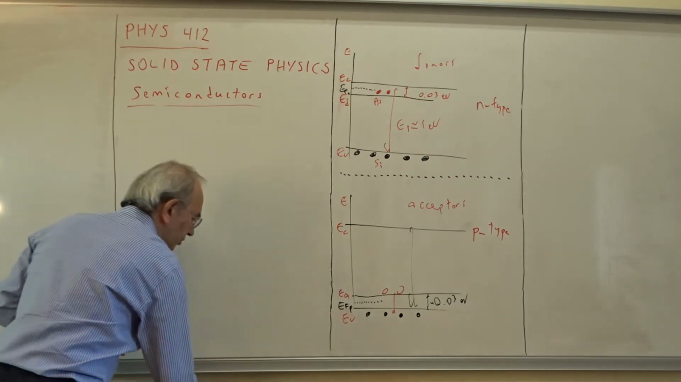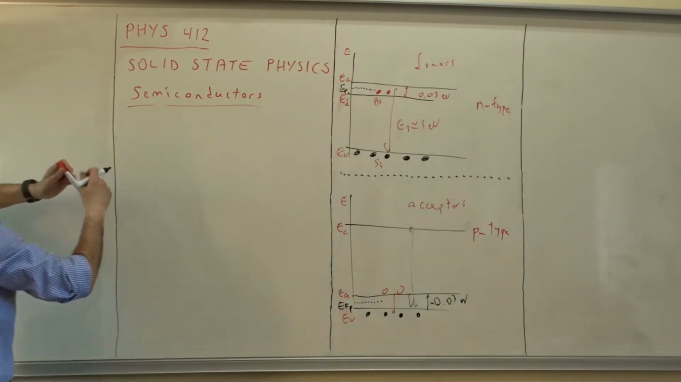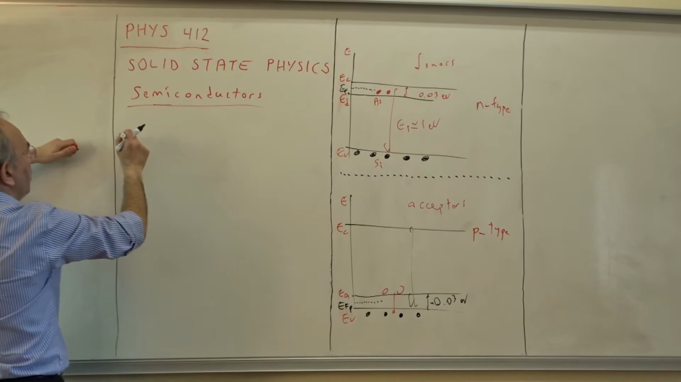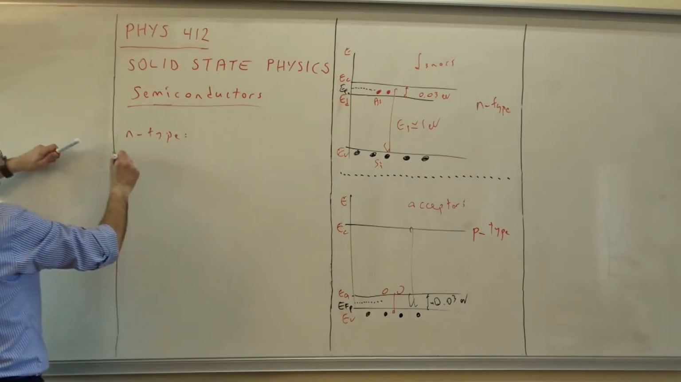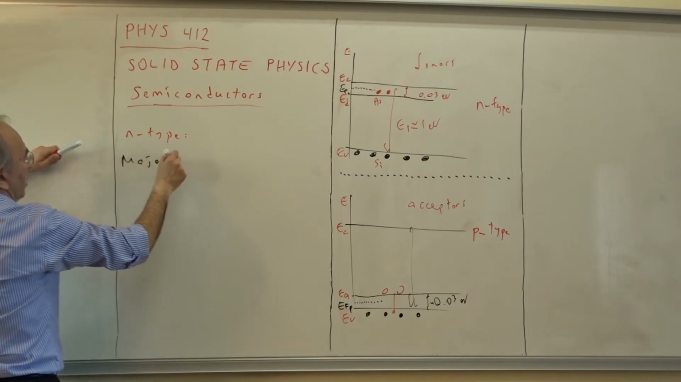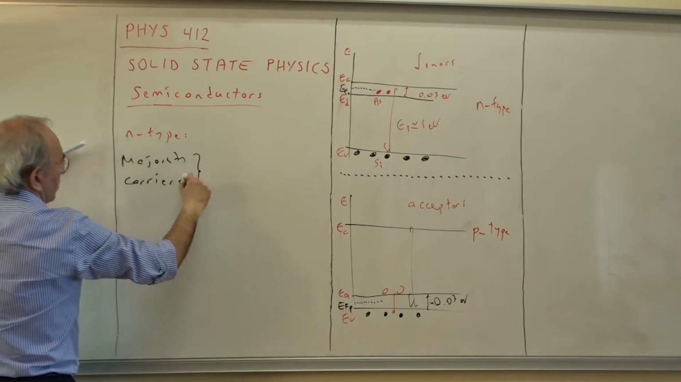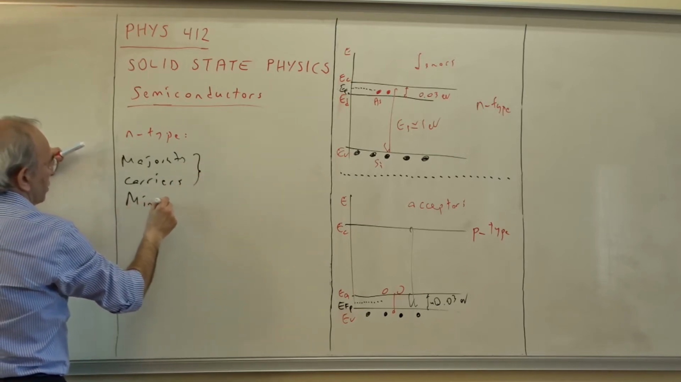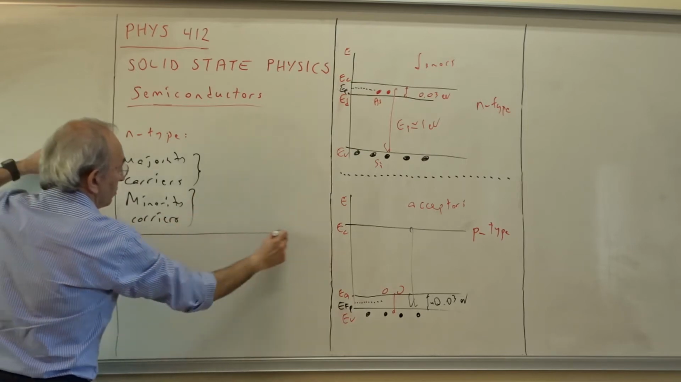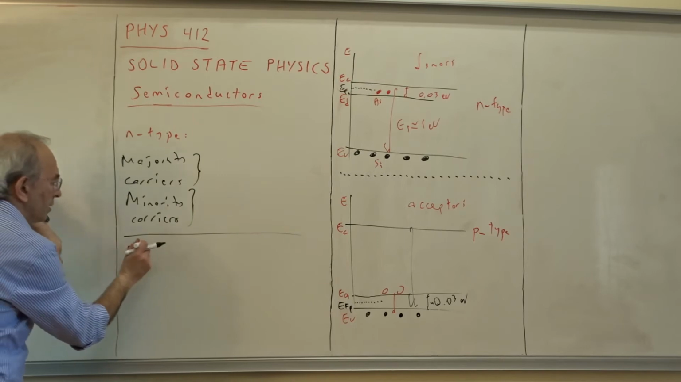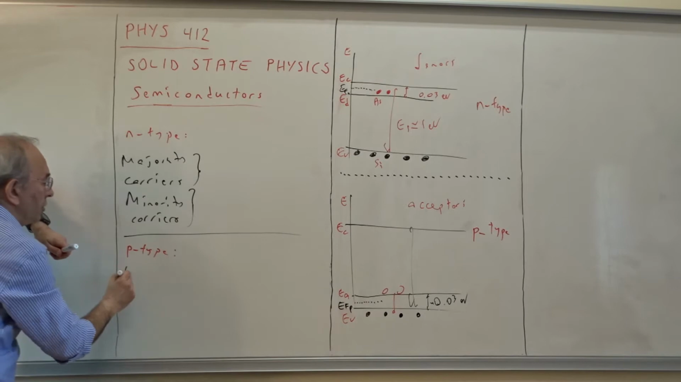There is also an important terminology for such conductors. N-type, in the N-type case, majority carriers and minority carriers. Similarly, for the p-type case, again, majority and minority.